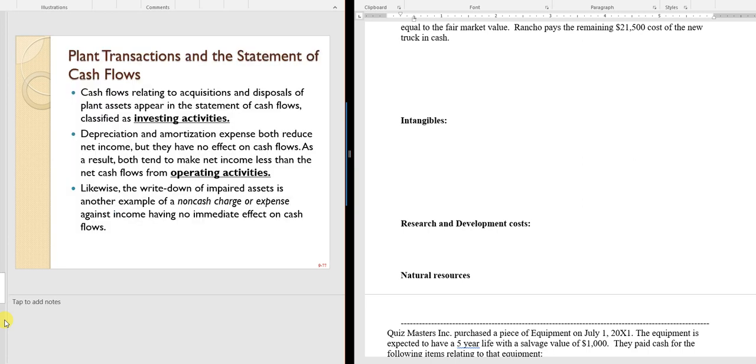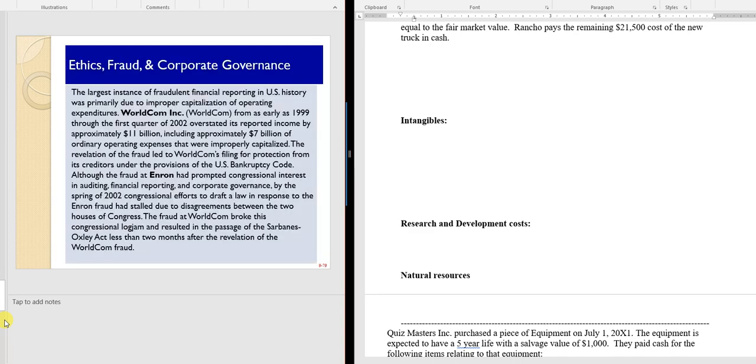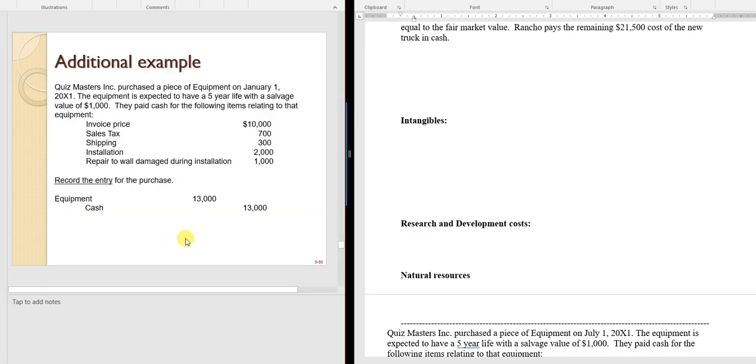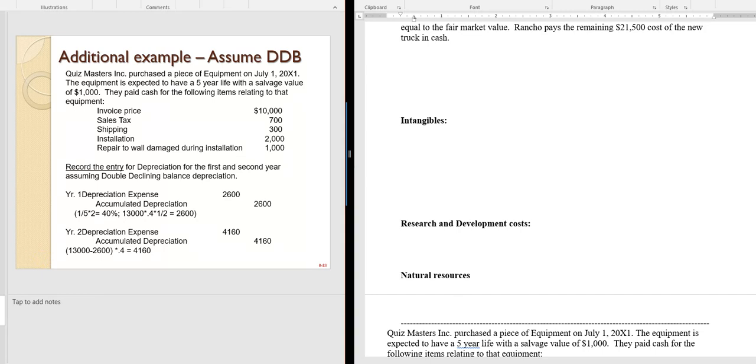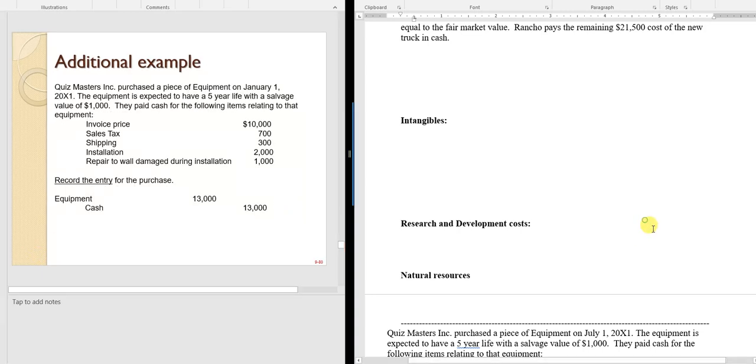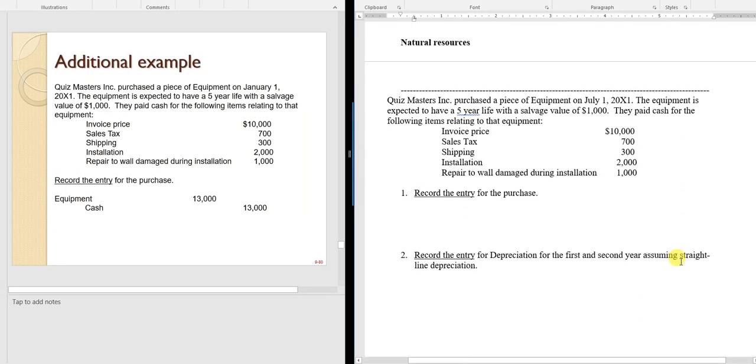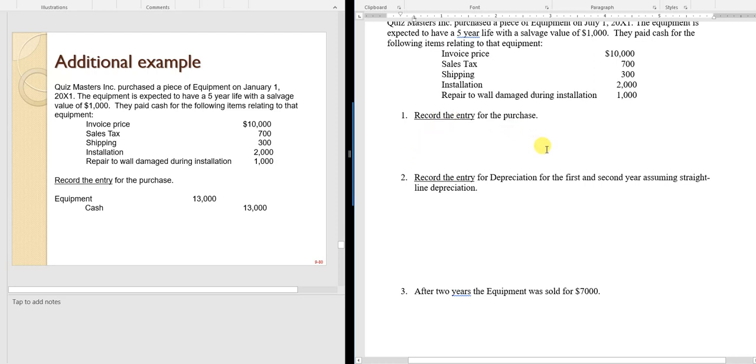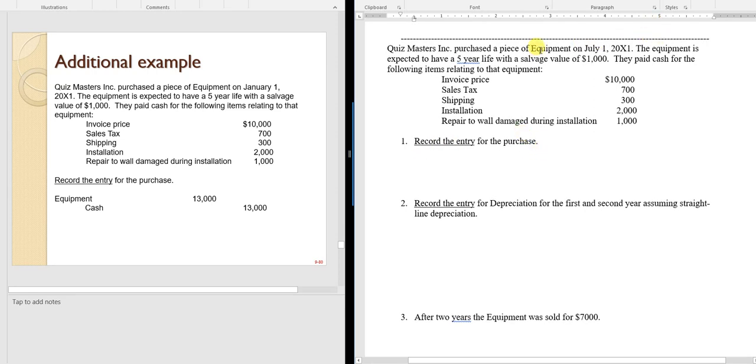Okay, I want to go through this additional example I've added to this slide, so just take the whole thing all the way through. First I'm going to record the purchase. The purchase is July 1st, so you should always highlight that, because that wasn't on January 1st. So I'm going to have a partial year here.